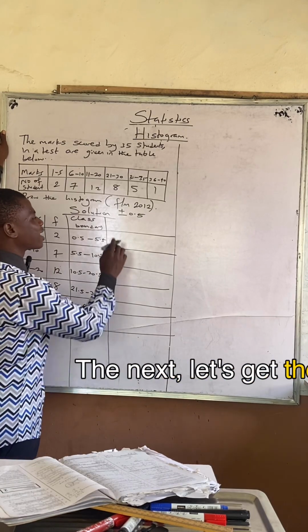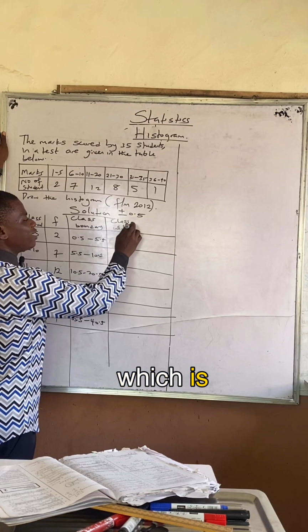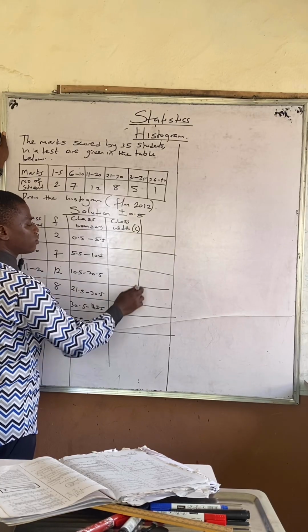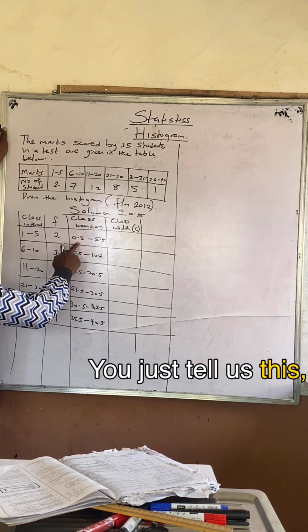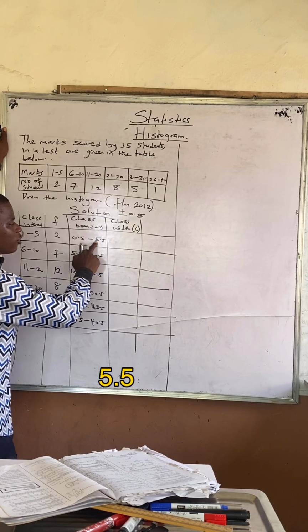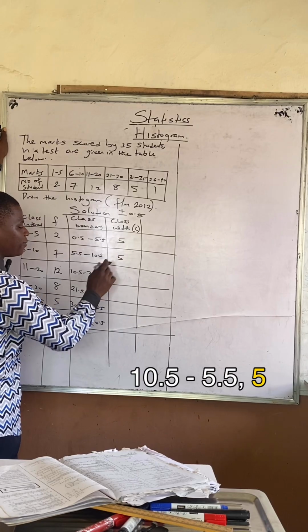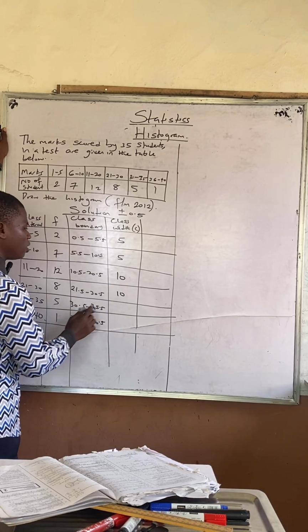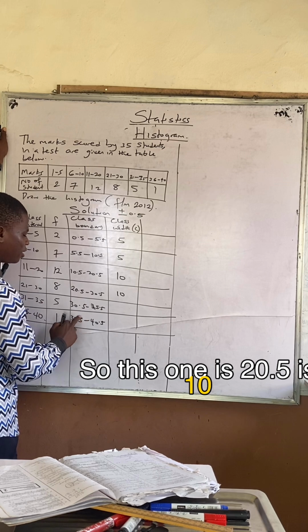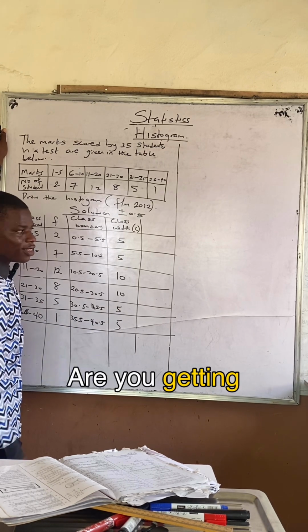The next, let's get the class width, which is our C. So how can you get that? You just take the difference between them. 5.5 minus 0.5, that is 5. 10.5 minus 5.5, 5. 20.5 minus 10.5 is 10. So this one is 10. This minus this is 5. This is 5. Are you getting this now?